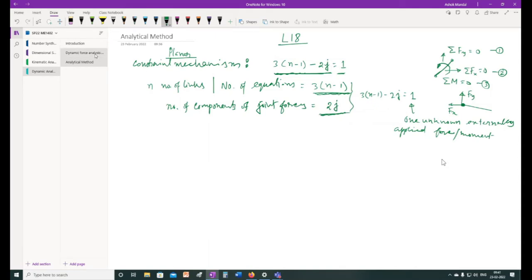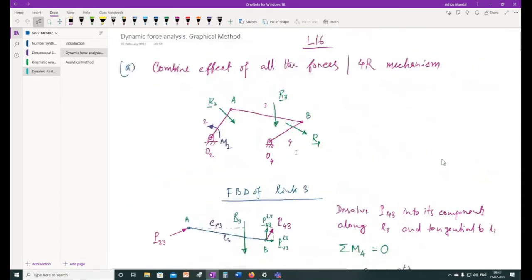If you go back and see the problems we have solved graphically, only one unknown was solved. M2 is the torque which needs to be determined, and all the joint forces also need to be determined. How many joint forces are here? We have 4 joint forces, but each is a vector, so we break them into components: 2 components each, so 8 components of joint forces plus this, total 9 unknowns. How many equations are required?